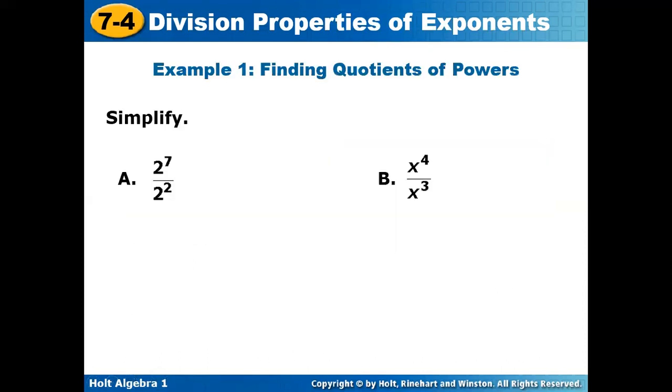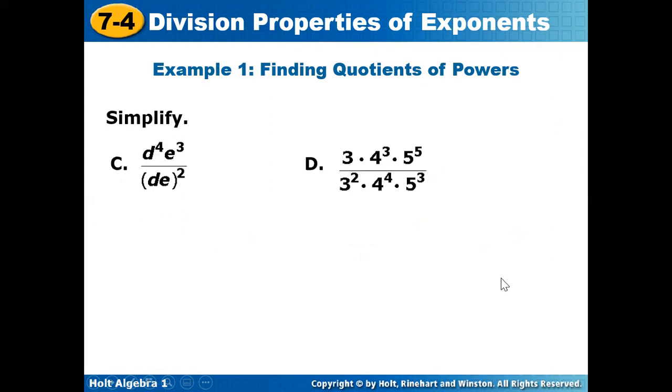So same thing as we were doing before, only it's division, so we're subtracting, but it has to be the same base. So here we're going to have 7 minus 2, 2 to the 5th, that's going to equal 32. Here we have 4 minus 3, which is x to the first, which is just the same as x. All right, so here we're using some of the things we learned before.